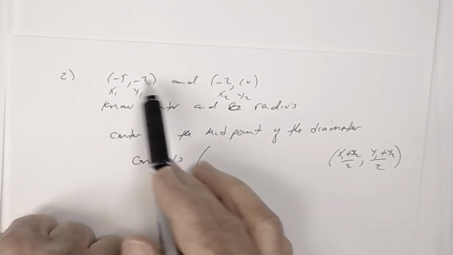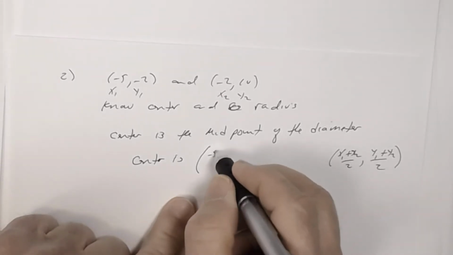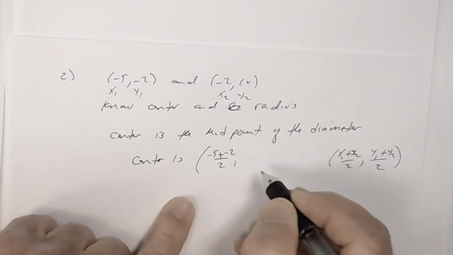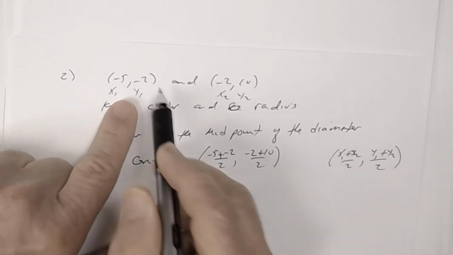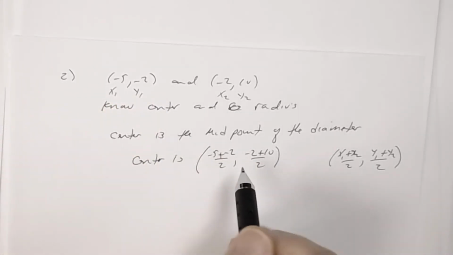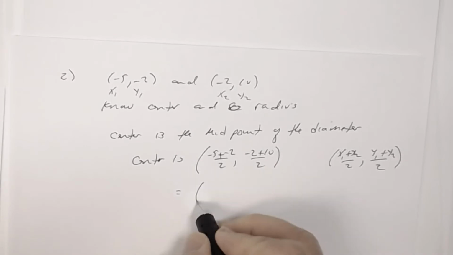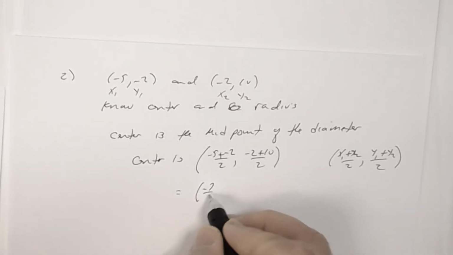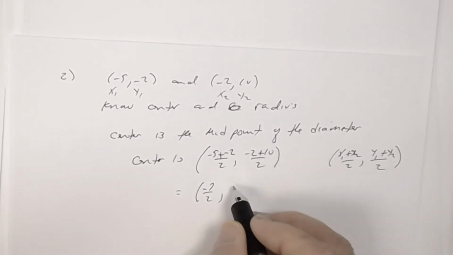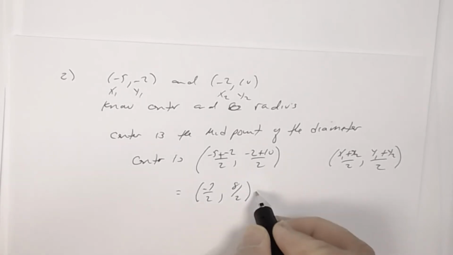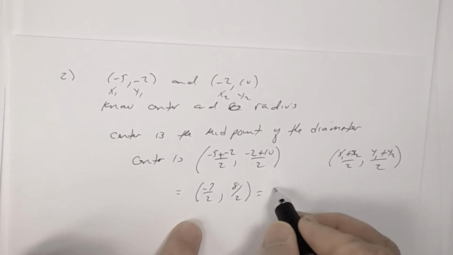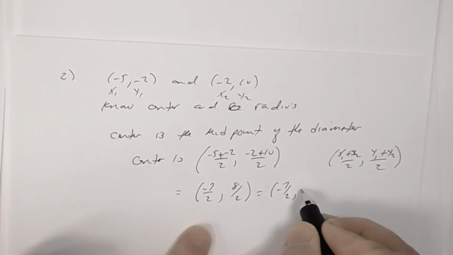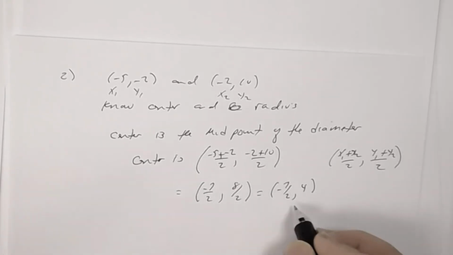All right, so I get -5 plus -2 divided by 2, comma, and then -2 plus 10 divided by 2, the average of the y coordinates. If I simplify this a little further, I get -7 halves, comma, 8 halves. Now go ahead and rewrite this, reduce if you can. So that's -7 halves, comma, 4. There's your h, there's your k.